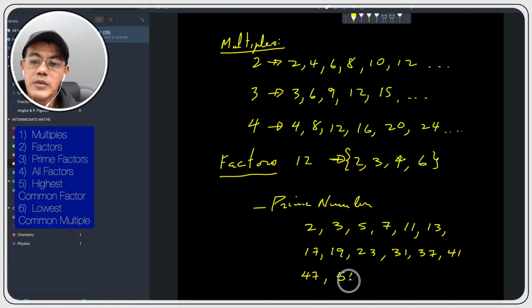And what about 51? Tell me, is 51 a prime number or not a prime number? Let's see who will get it correct. Tell me in the comments if 51 is a prime number or is not a prime number. All right, so let's move on.